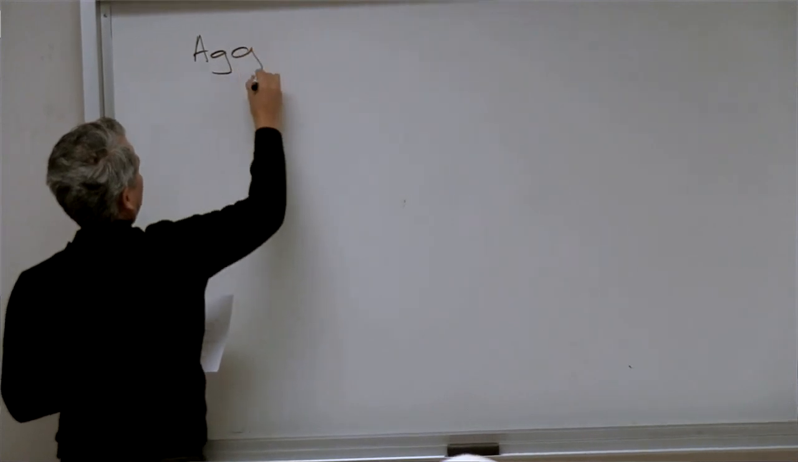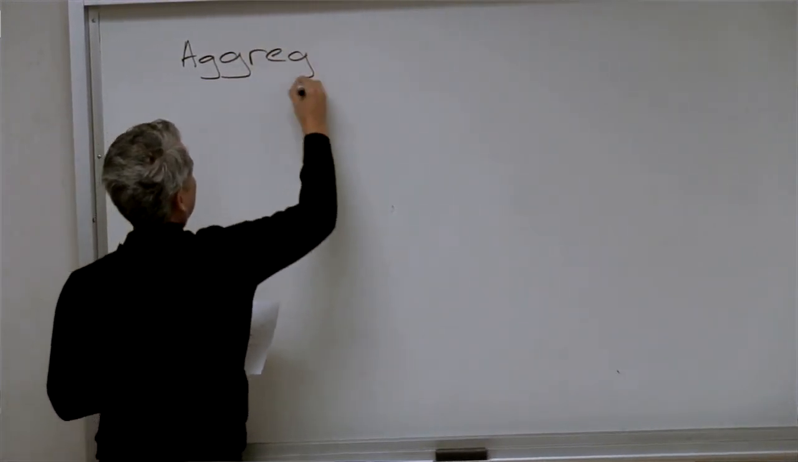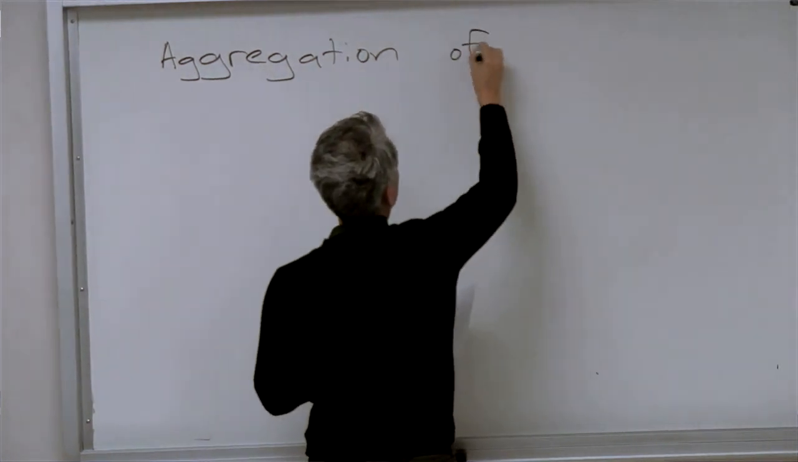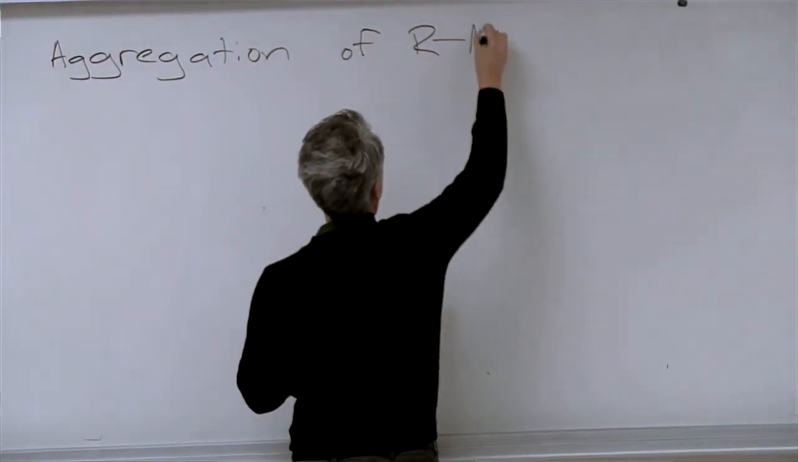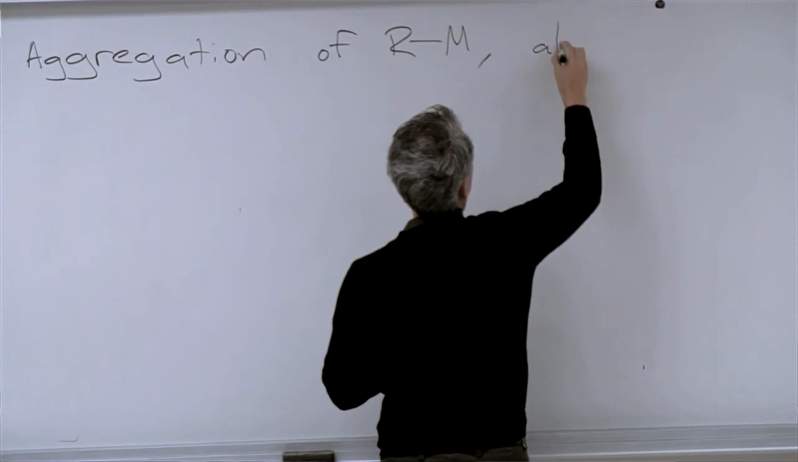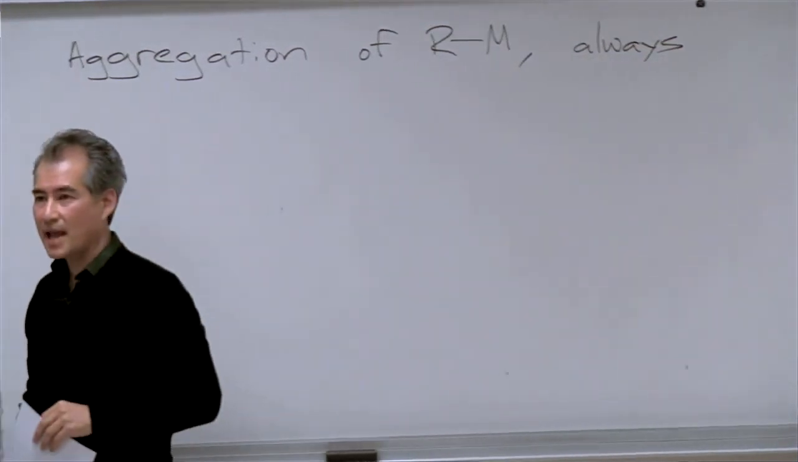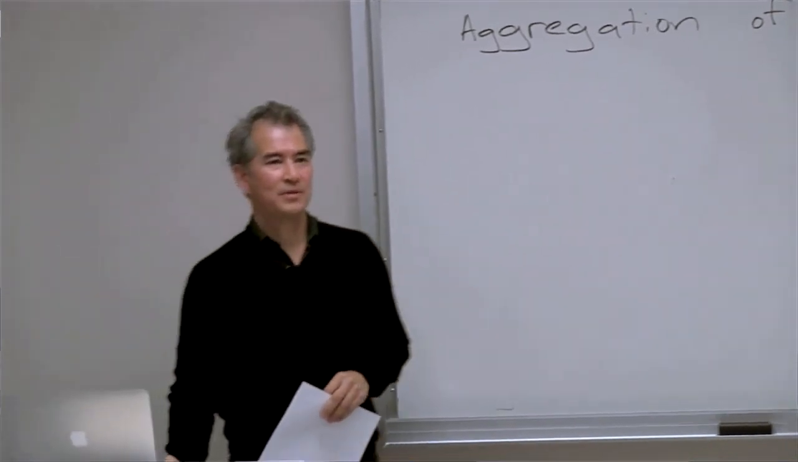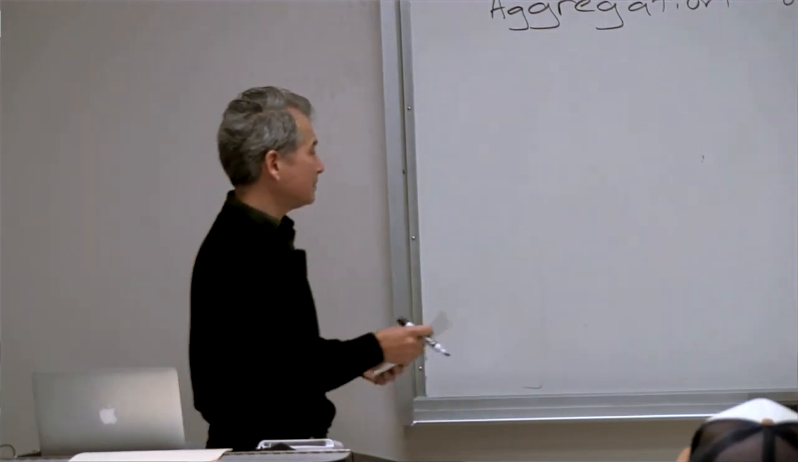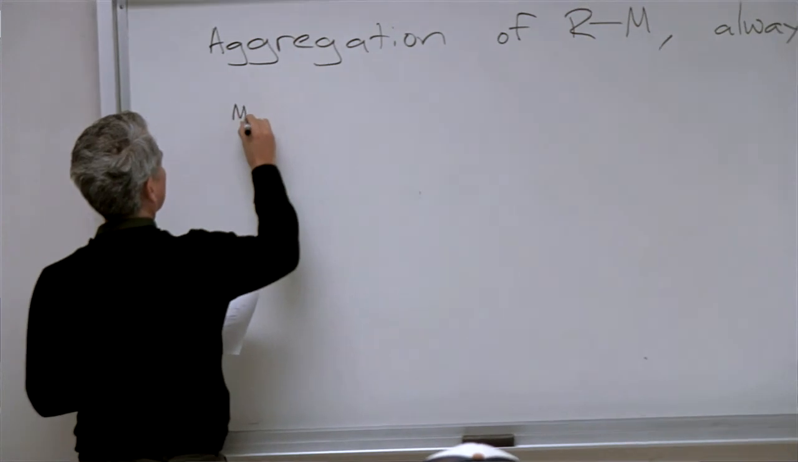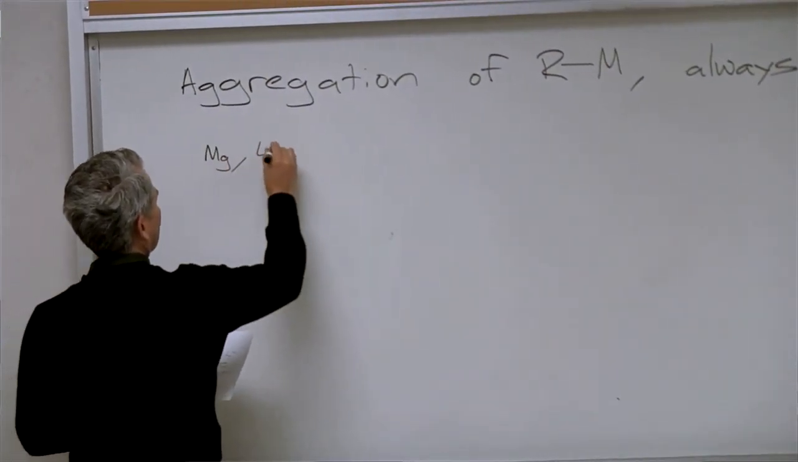Come back to bonds to carbon and alkali metals. They aggregate. That's those pictures I showed you. It was intended to get across the idea that when you make bonds to lithium or sodium or potassium, there's always some sort of an aggregation. And what's up with that?